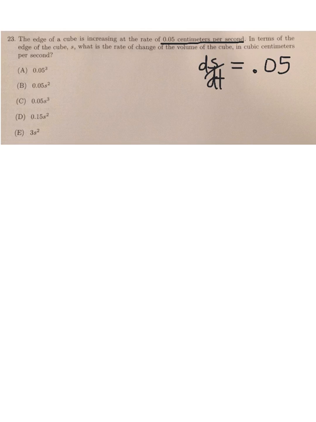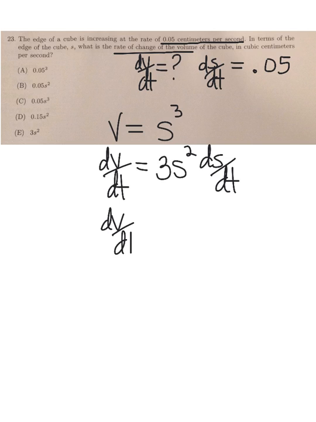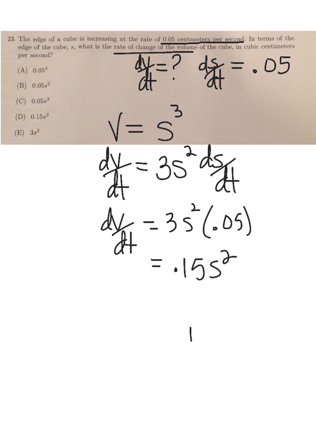In terms of the side of the cube S, what is the rate of change of the volume? So they're asking you to find dv dt, which means I must be using the volume equation, right? So the volume of a cube is side cubed. Then I need to take the derivative, which is 3s squared ds dt. Okay, now we're looking for dv dt, so I'm just going to carry that down, equals 3. And let's see, they did not give us the side, so I'm going to keep that in there, I guess, right? But they did give me ds dt, and that's 0.05. So when I work that out, that's 0.15 s squared. And you can see that that is choice D.